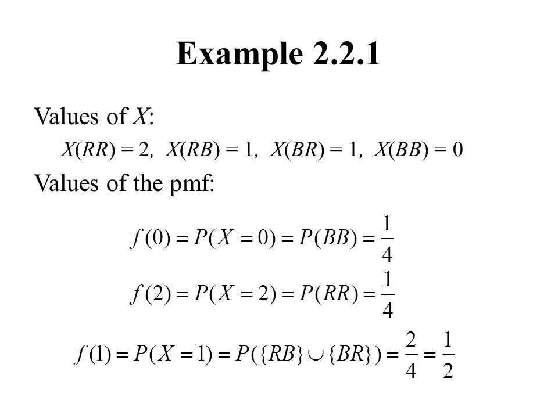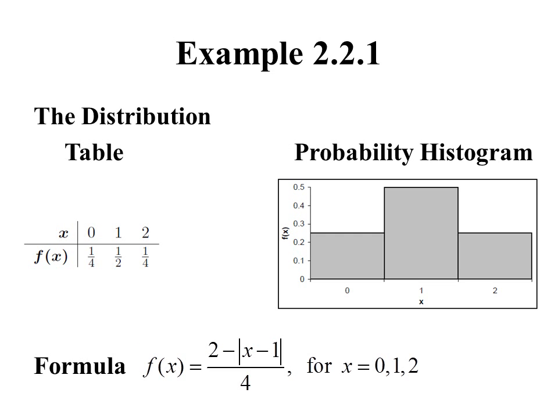Now, the last value of f is a little more complicated to calculate. f of 1 is, again, by definition, the probability that X equals 1. X can equal 1 when we get the outcome red-blue or blue-red. The probability of each one of those is 1/4, so 1/4 plus 1/4 is 1/2. So there we have the different values of our probability mass function.